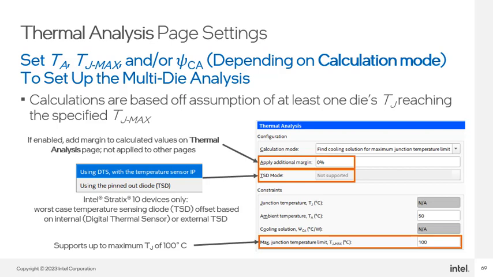The final option to highlight is the TSD mode. This option, for Intel Stratix 10 devices only, enables temperature sensing diode, or TSD, offset calculations. Each die, including the core, includes a temperature sensing diode. However, the TSD may not be located exactly at the location of a temperature hotspot. Adding the offset to the value reported by the TSD for a particular die provides an accurate value for that die's junction temperature. You can choose to calculate this offset based on the on-chip digital thermal sensors, or DTS, or off-chip TSD components.